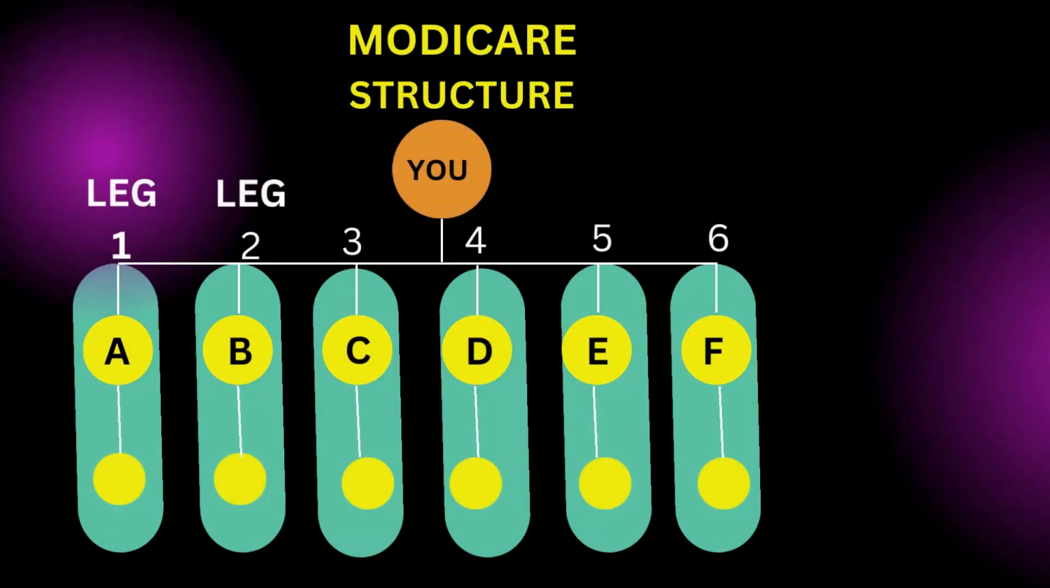Now, Modicare structure again. What is legs? Let us say you have sponsored A, B, C, D as a front line. A and all his team, all the consultants under him, will be your leg number 1. Similarly, B and all the group of people under him will be your leg 2, C and all his team will be leg 3. Similarly, you have 4, 5, 6. So this is called legs.